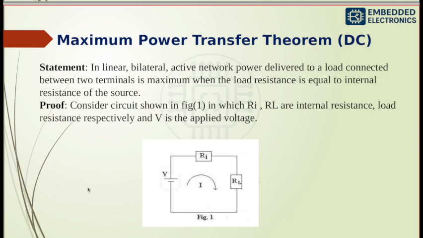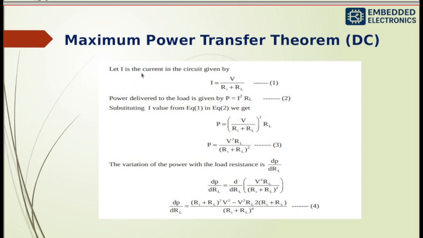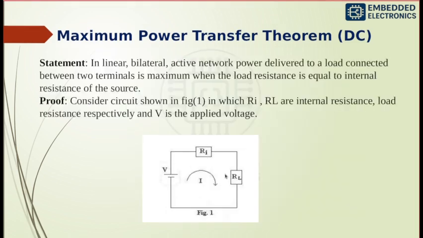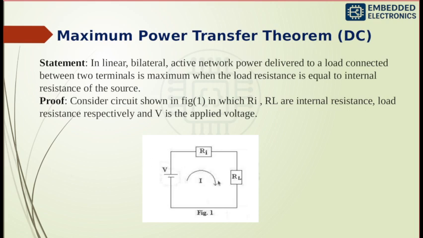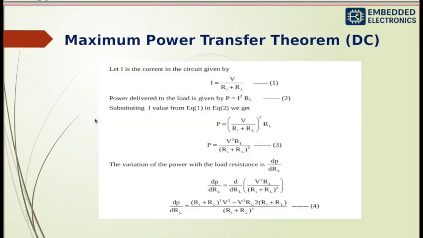Here you need to consider this circuit, and we know, right, I equals V by R, but here we have RI plus RL, two resistances. Power delivered to the load is given by, as we already know, P equals I square into R. Here the load has the resistance, that is the load resistance RL. Now we got the value of P.